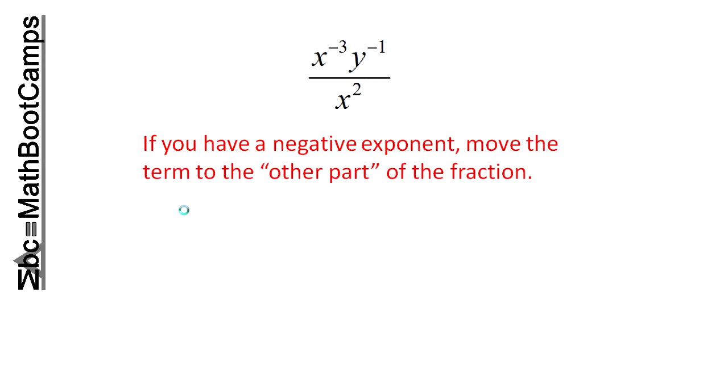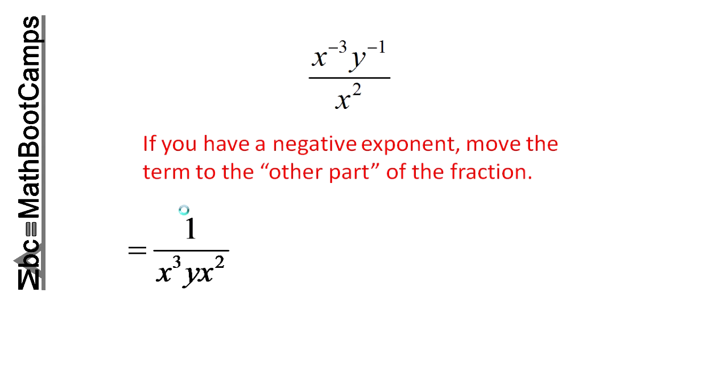So notice that I have x to the minus 3 in the top, the numerator, and y to the minus 1 in the top, the numerator. So I can make those positive by moving them to the bottom of the fraction, to the denominator. What I'm really doing is saying x to the minus 3 is 1 over x cubed, and then multiplying that back in. But I don't really have to worry about the reasoning behind this. It's kind of a shortcut.